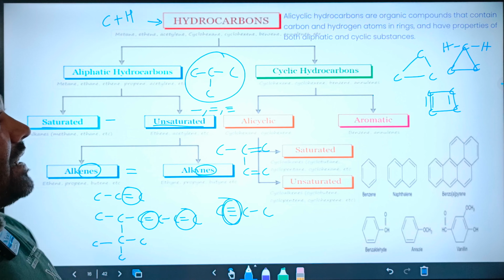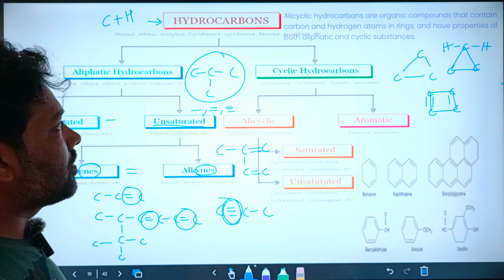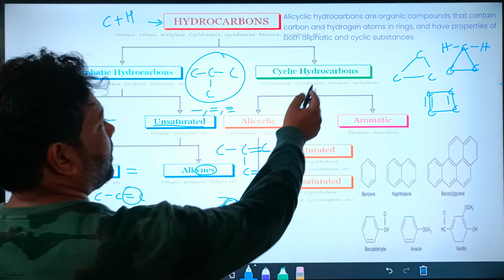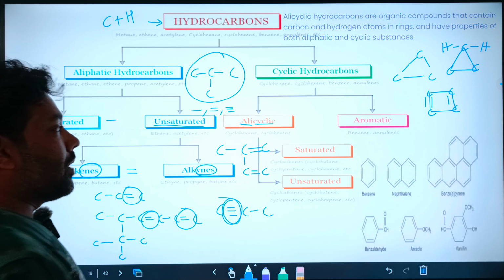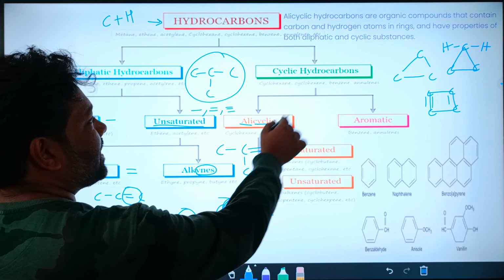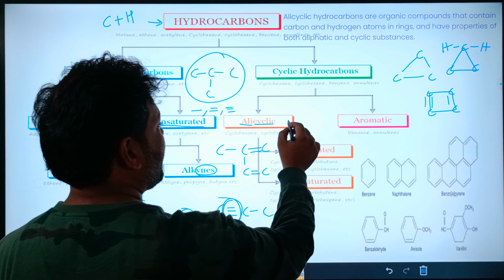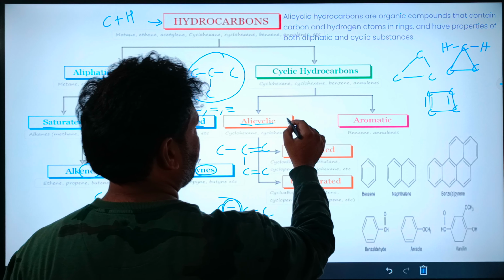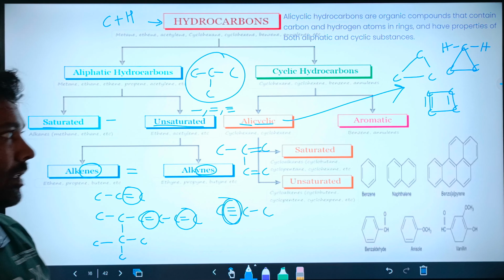Then we have alicyclic hydrocarbons. So alicyclic hydrocarbons are those which have properties of aliphatic as well as cyclic. So here we have two words in alicyclic. Aliphatic means straight chain ones or branch chain ones, and cyclic means ring ones. So under the cyclic hydrocarbons we have alicyclic hydrocarbons. So these are all examples of the alicyclic hydrocarbons.